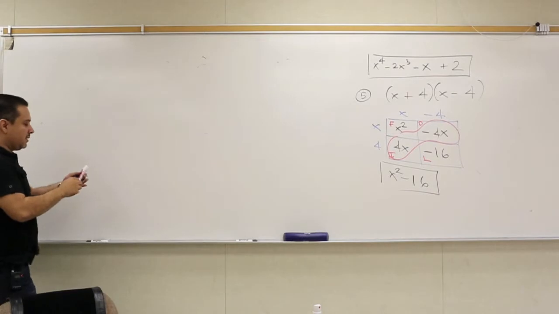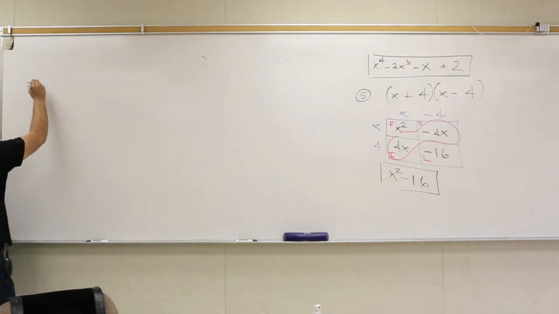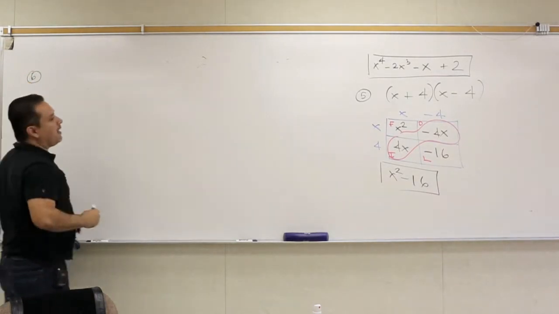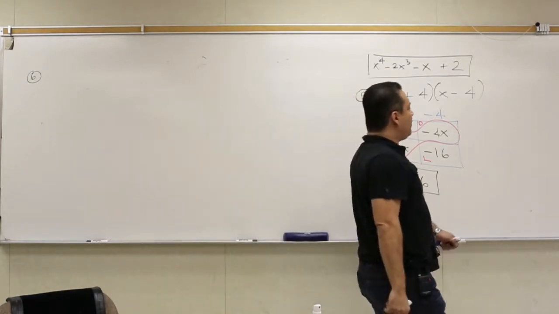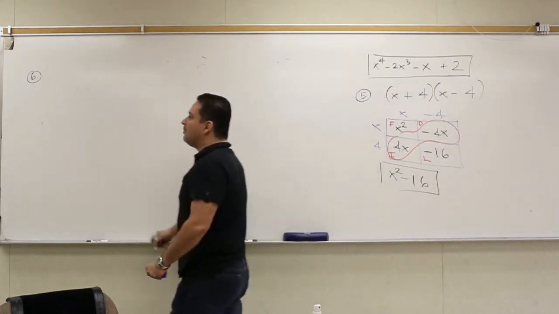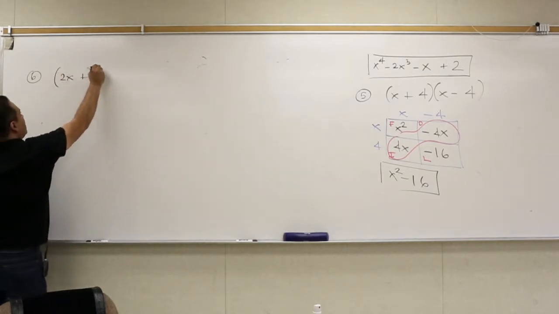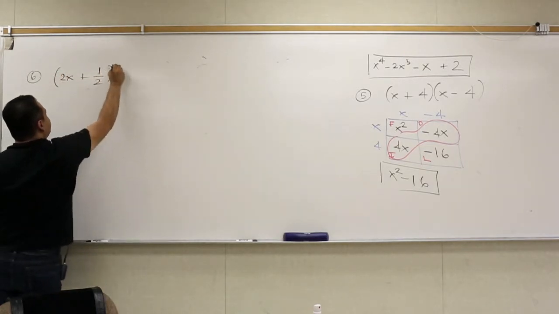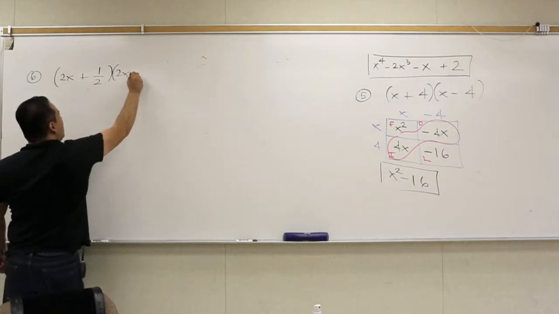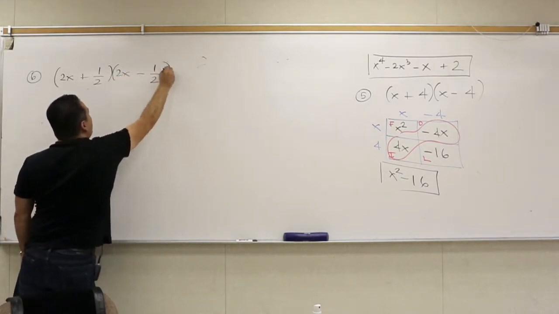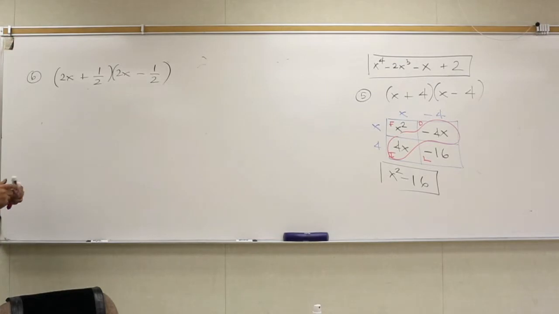All right, let's look at number 6. Hopefully you guys notice some interesting things about this. Number 6, what do you guys have? 2x plus 1/2, 2x minus 1/2. So let's see what happens here. 2x plus 1/2, 2x minus 1/2. So we're going to use FOIL again.